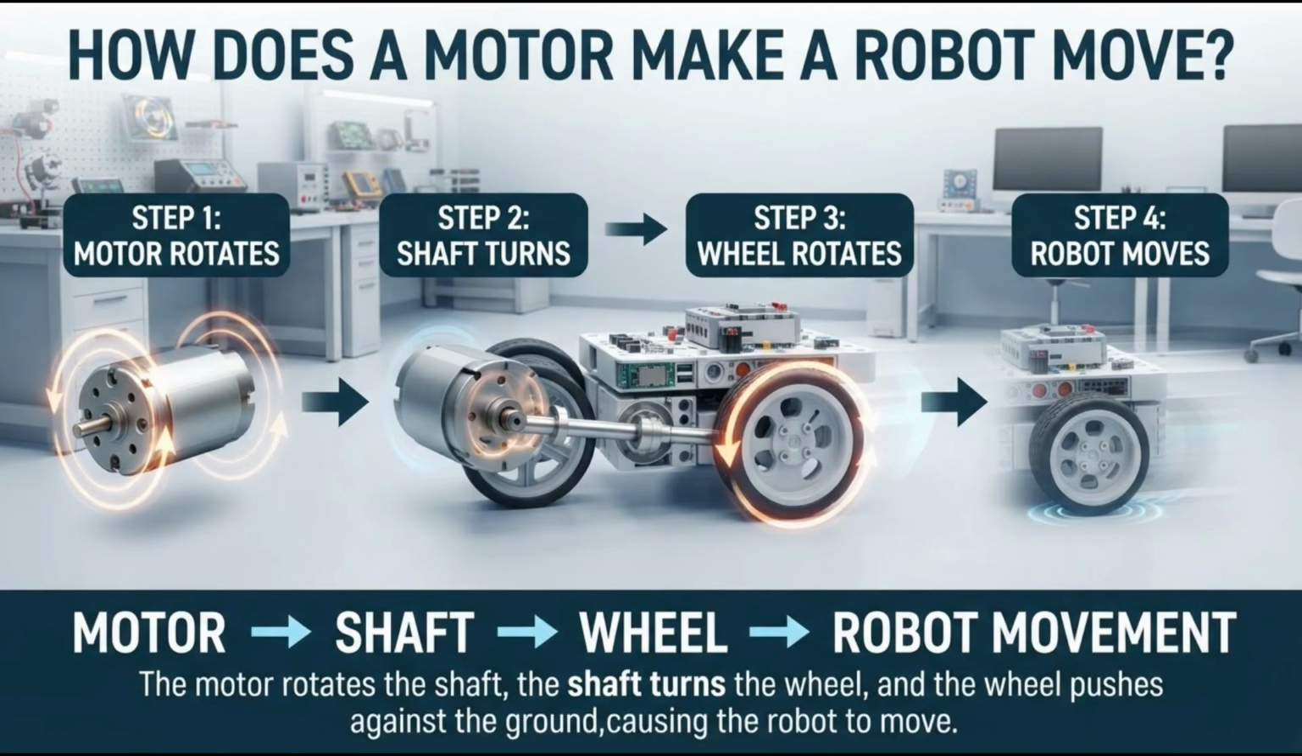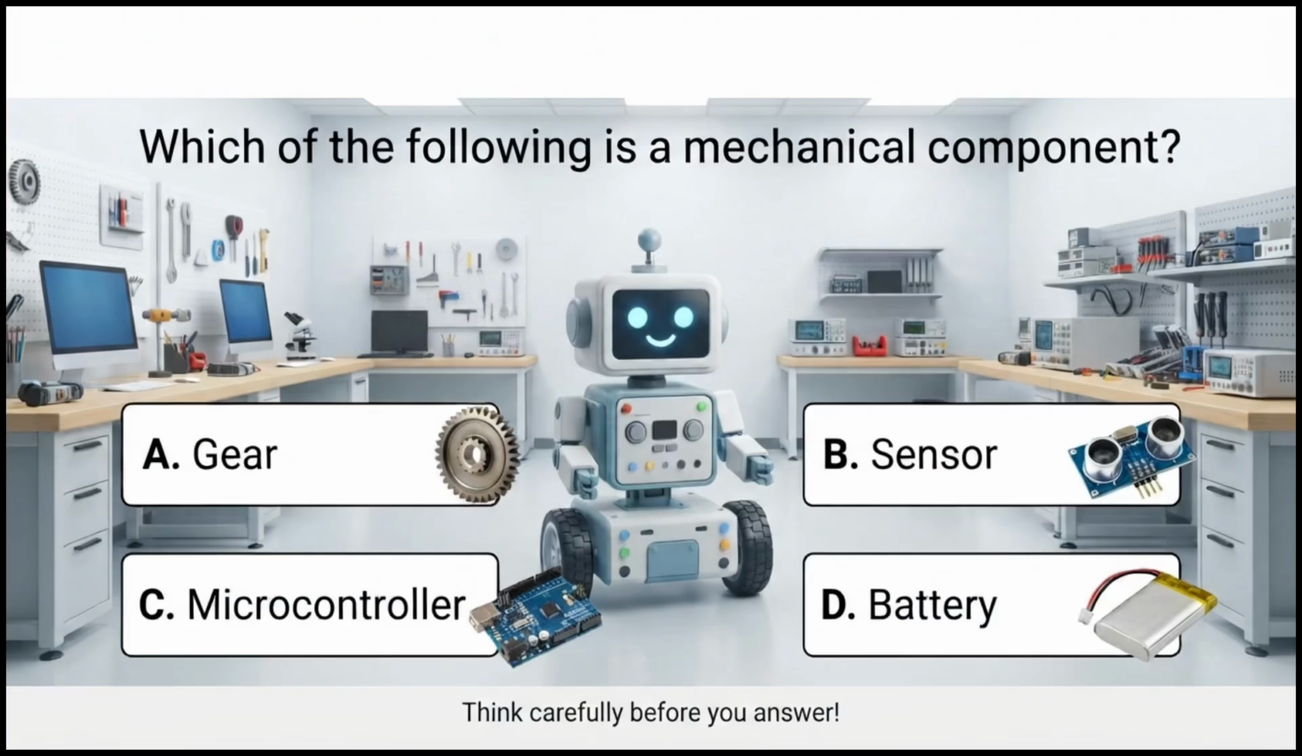The wheel pushes against the ground, and the robot moves. Motor, shaft, wheel, movement. Quick check. Which of the following is a mechanical component? A. Gear. B. Sensor. C. Microcontroller. D. Battery. The answer is A.